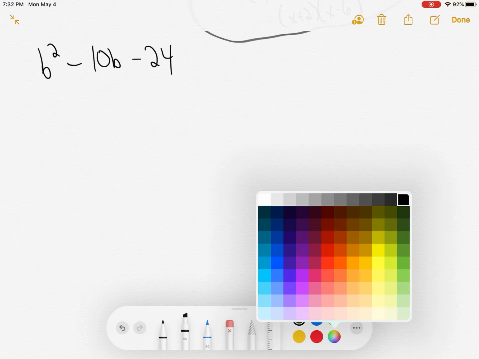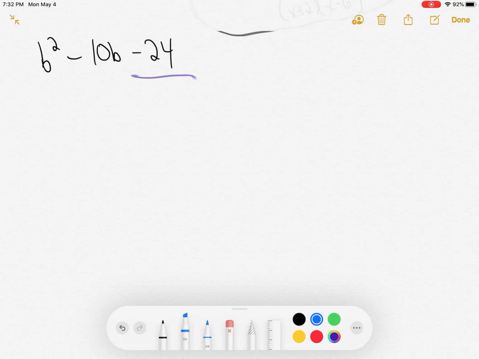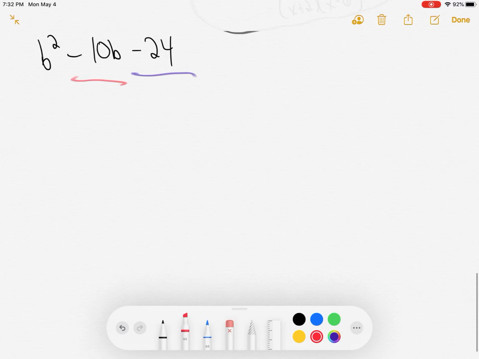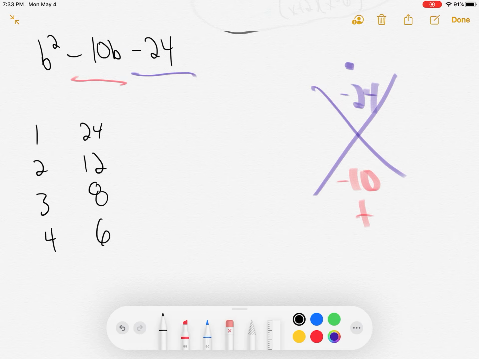So again, we are looking for numbers now that multiply to the last one. Our last one is -24. Multiply to that and add to my middle term. So I want numbers that multiply to -24, and that add to -10. So let's start by listing out numbers that multiply to -24, or just 24. 1, 24. 2, 12. 3 and 8. 4 and 6. And that is it.